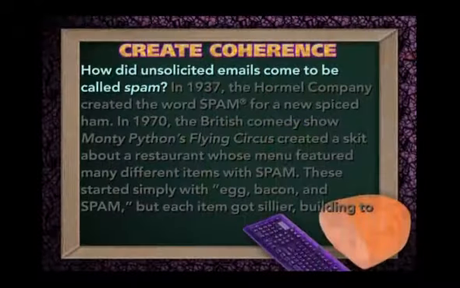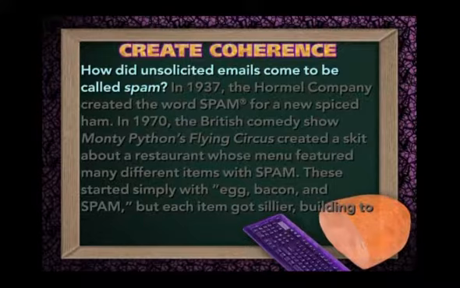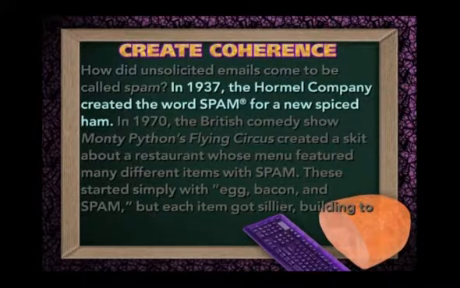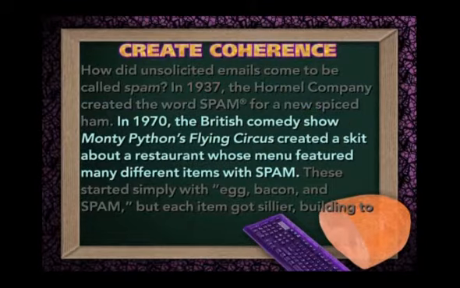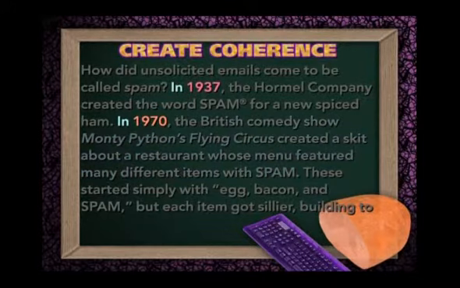Here's my topic sentence. How did unsolicited emails come to be called spam? In 1937, the Hormel Company created the word spam for a new spiced ham. In 1937 is my clue. It shows me that I'm using chronological order, and that's my first detail. In 1970, the British comedy show Monty Python's Flying Circus created a skit about a restaurant whose menu featured many different items with spam. Well, in 1970 is a clue that that sentence has to come after the 1937 sentence.